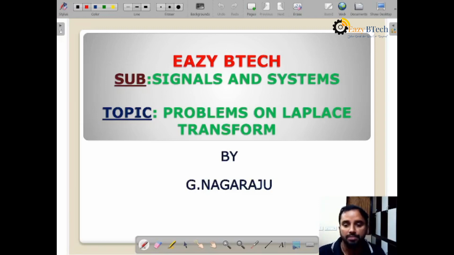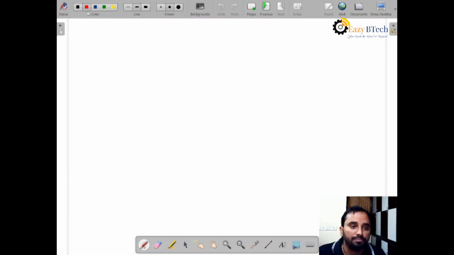We are discussing the subject Signals and Systems, and today's topic is problems on Laplace transform. So how to do Laplace transform problems. Let's start our session. First I am taking a problem. But before going to the problem, let's have a small discussion about the S-plane. What is the S-plane? After that we discuss the problems. So let's see the S-plane.